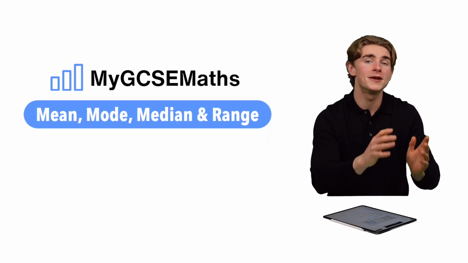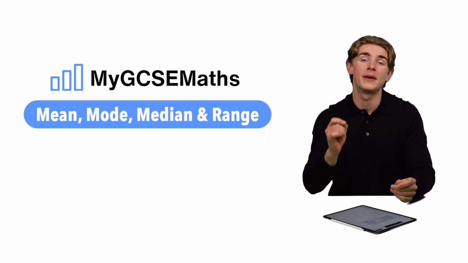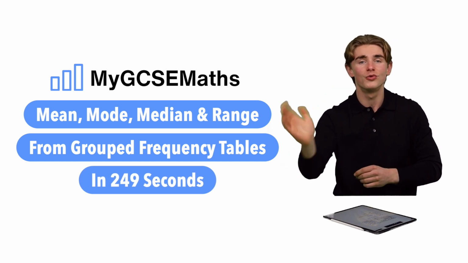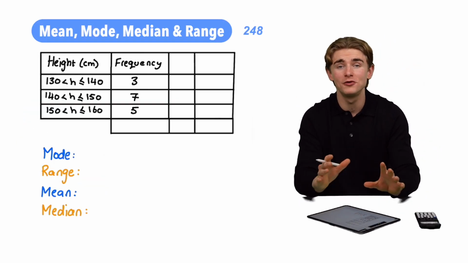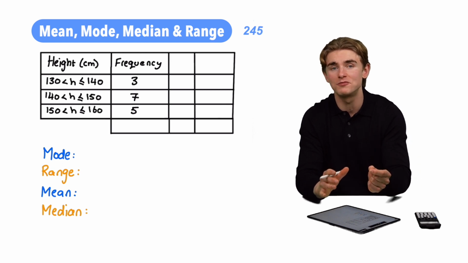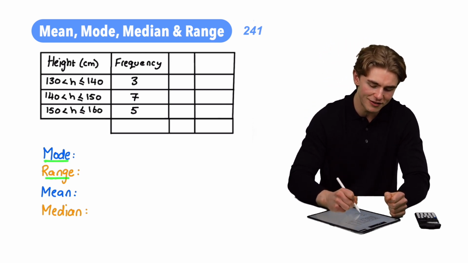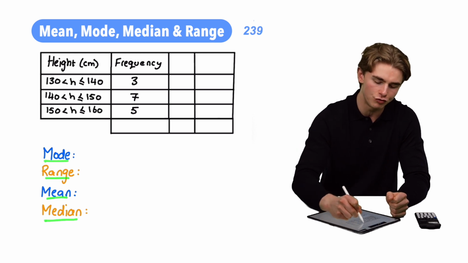How to find the mean, mode, median, and the range from a grouped frequency table in 249 seconds. Let's go. Guys, in this question, we have absolutely loads to get through, so I'm going to be speaking pretty quickly, just to give you a pre-warning. How are we going to find the mode, the range, the mean, and the median from this grouped frequency table?